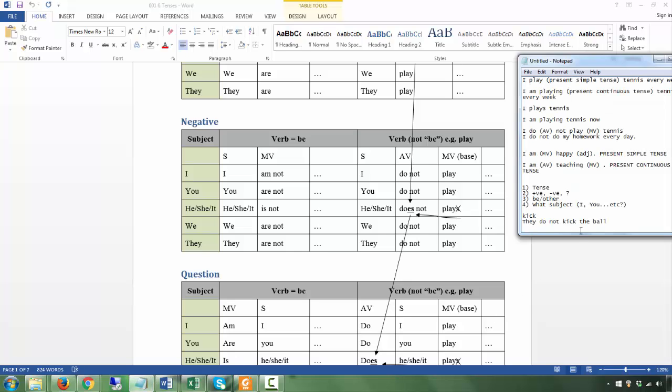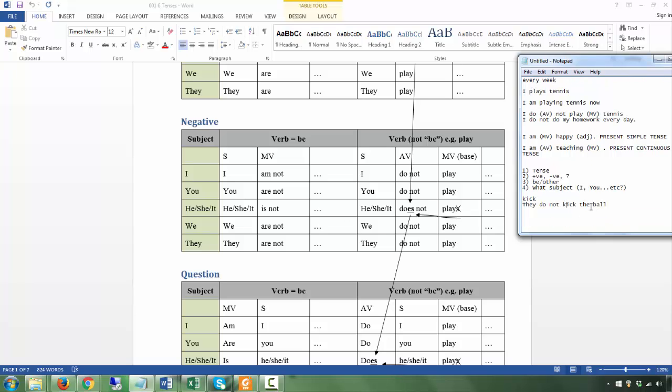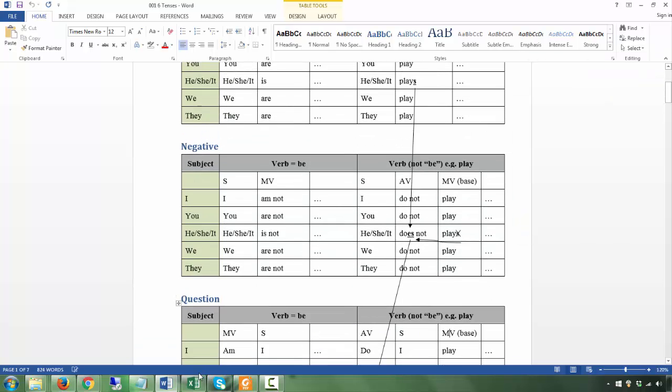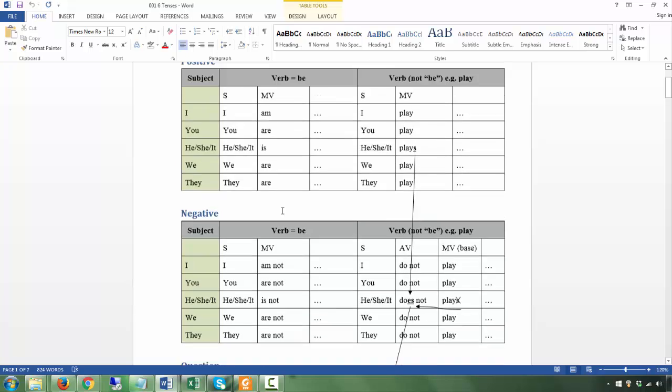They do not kick the ball could mean they do not kick the ball regularly, habitually. I mean, it's not a sentence that we normally use, but you have to understand that this is in the present simple tense, so it does not mean that this is happening now. It means that this happens regularly. Maybe they do not kick the ball when they are tired, or when they do not like the player, or I don't know. So you have to not just know the form, but make sure you're using the correct tense.